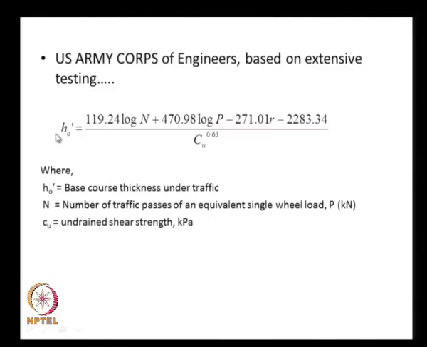and by combining these equations we can get a more generalized formula for calculating the thickness of the aggregate layer as H naught prime is equal to 119.24 log of N plus 470.98 log P minus 271.01 r minus 2283.34 divided by Cu to the power 0.63, where H naught prime is the base course thickness for so many number of passes and so much of axle load, and Cu is the undrained shear strength.